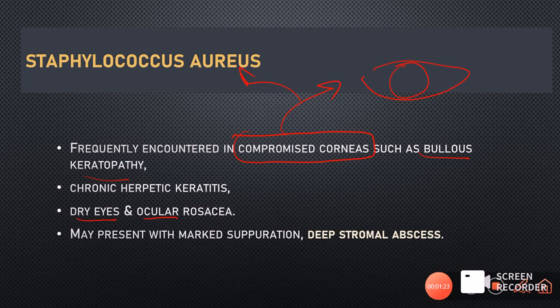Now, one more important thing is that it will present acutely and with marked amount of suppuration. That is, more amount of infiltration will be there, more amount of acute symptoms will be there in Staphylococcus aureus. And one more important point is that Staphylococcus aureus will actually form deep stromal abscesses.